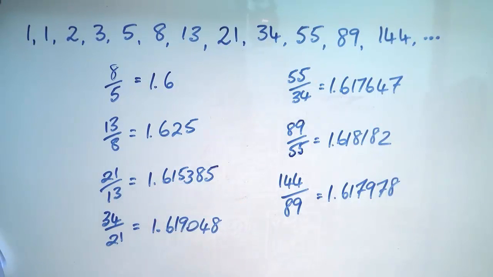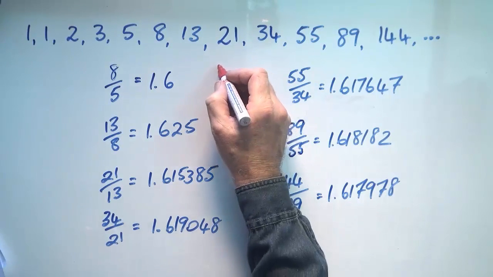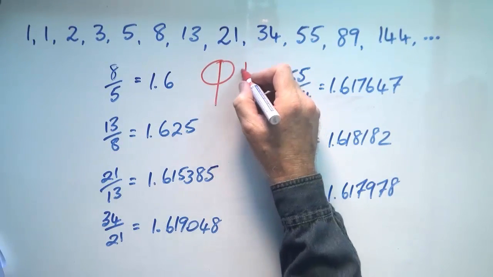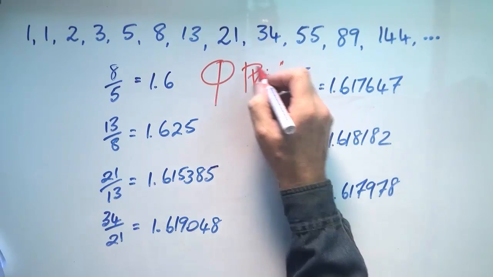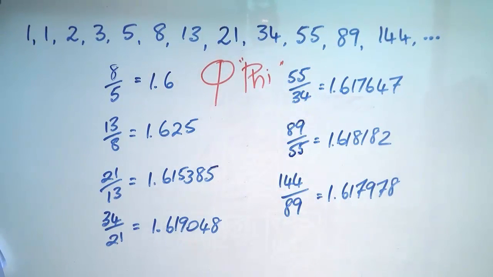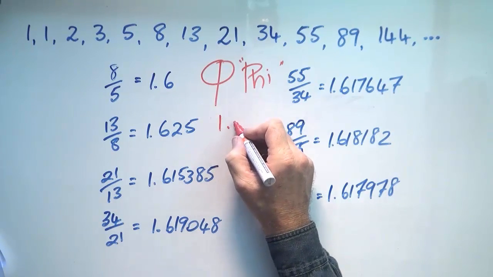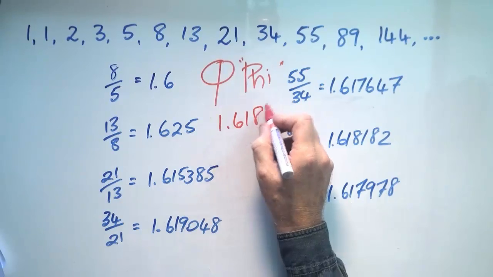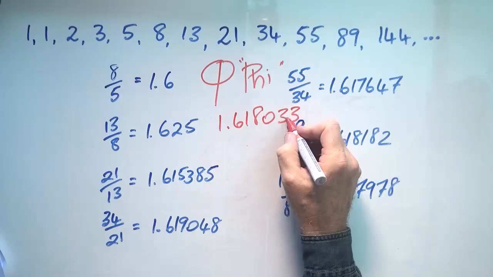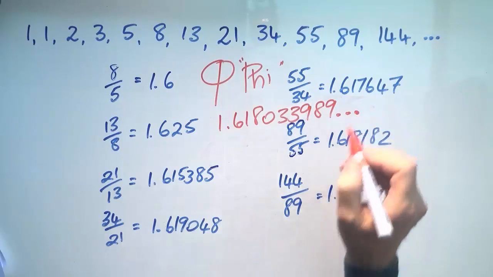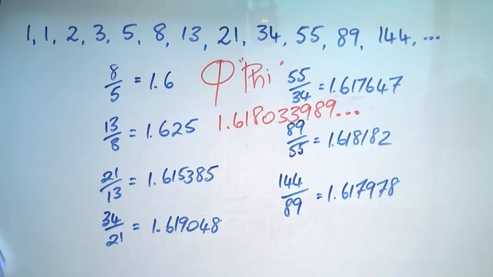Now, these numbers seem to be approaching the same value, and indeed they are. They're approaching a value which is given the symbol phi, Greek letter. This is usually spelt P-H-I, and it rhymes with pi. Now, the real value of this number is 1.618033989, and so on. It's an irrational number.